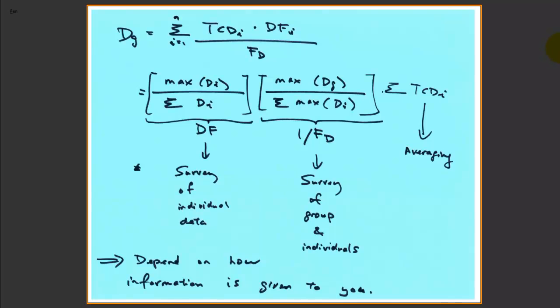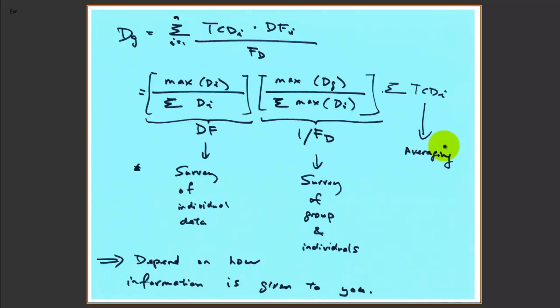So this slide simply shows you the breakdown for each of them, the demand factor and the diversity factor, which is the same as what we showed here. And all of this is actually based on the survey of individual data and survey of group data, and then you have to find out the averaging numbers. So it really depends upon how information is given to you before you start working on the problem.